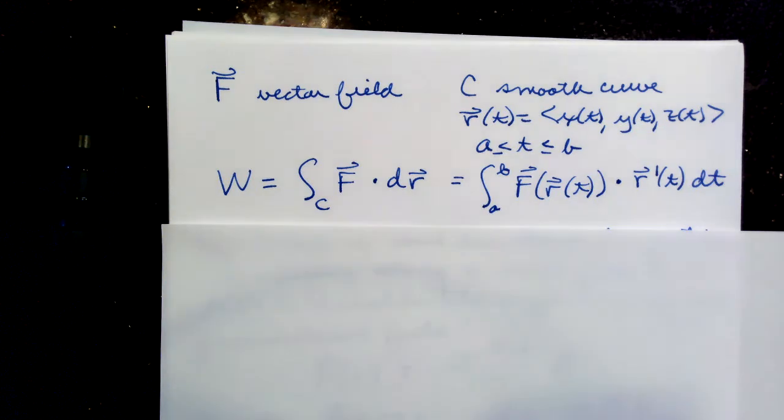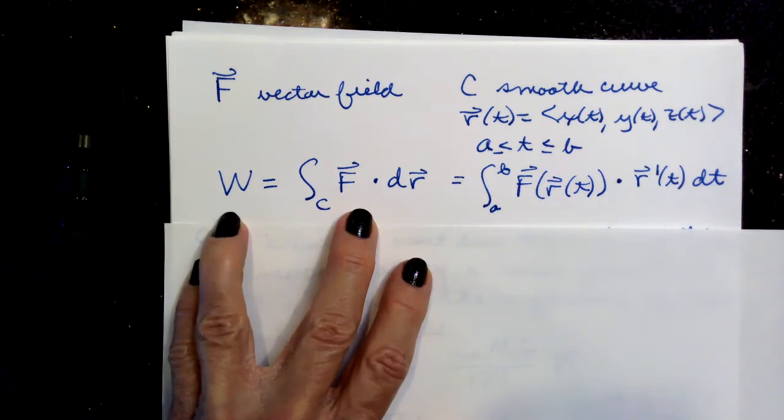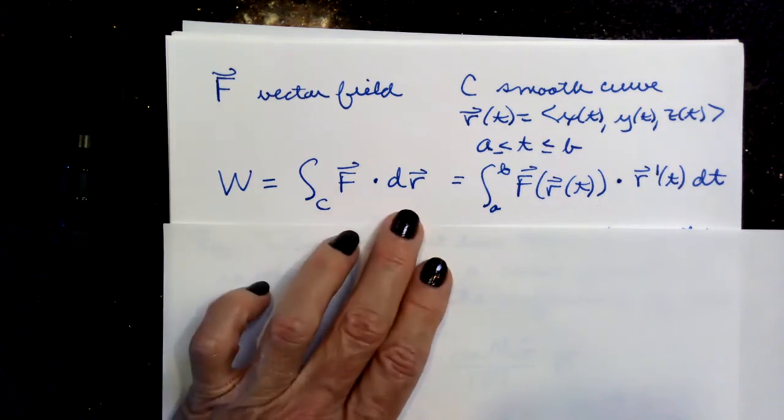Okay, so we think about force as being given by a vector field, capital F, and we want to know the work done when a particle moves along a smooth curve C under the influence of this force field. We'll parameterize our smooth curve by the functions x of t, y of t, z of t, and we'll say the starting and ending points are r of a and r of b. In other words, t goes between a and b. And as we saw in a previous video, the work is defined as the line integral of F dot dr.